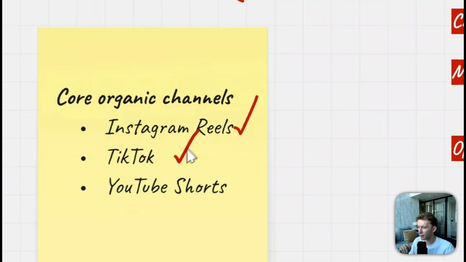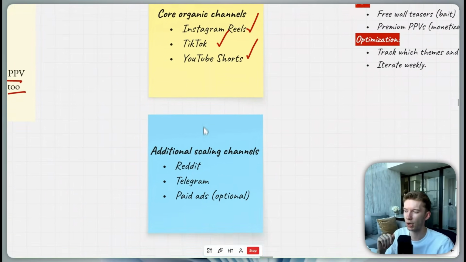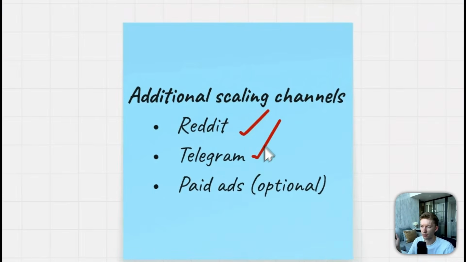So core organic content channels. Instagram Reels is great. TikTok is also great. And YouTube Shorts is a super untapped one that people don't really lock in too much on. Then you've obviously got Reddit, and you've got obviously the funnels with Telegram.